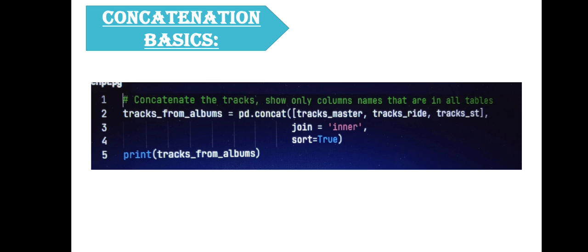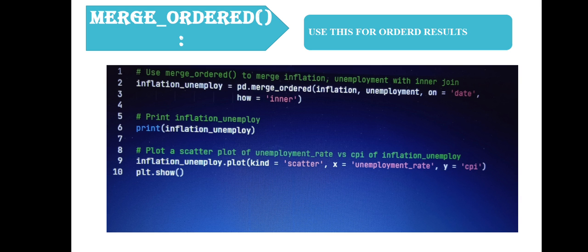Then concatenation basics. We can see concatenate the tracks shown on the columns which are named that are in all tables. Then is ordered merging. First is merge ordered. This is used for ordered results.